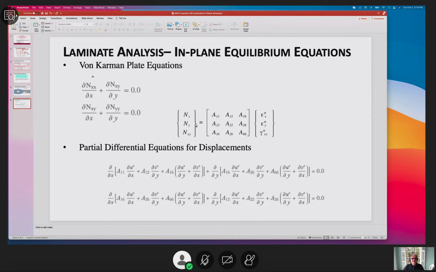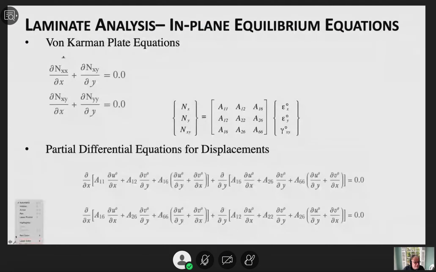Now we know that our Nx, Ny, and Nxy are actually related to midplane strains, epsilons, and epsilons, from linear elasticity, can be written in terms of the displacements. U, displacement along the x direction, V, displacement along the y direction, and then I can actually write these right there. Let's take a pen, make it blue.